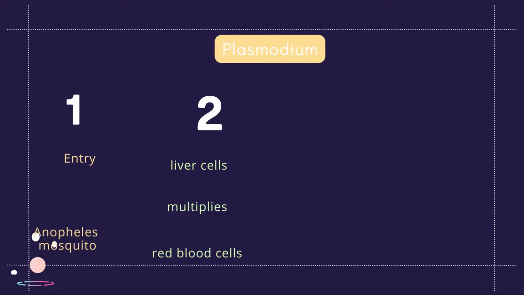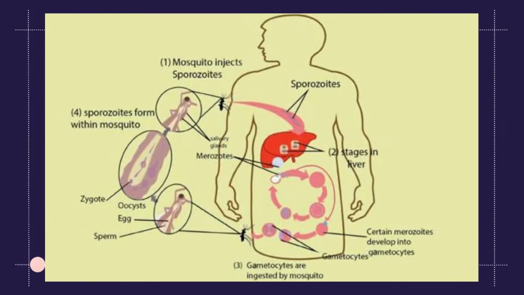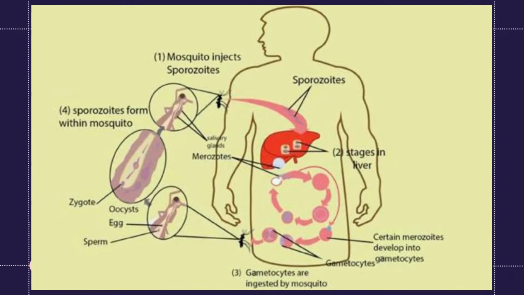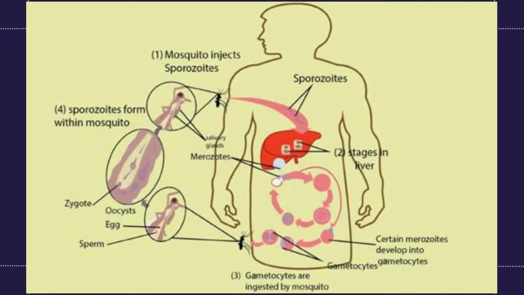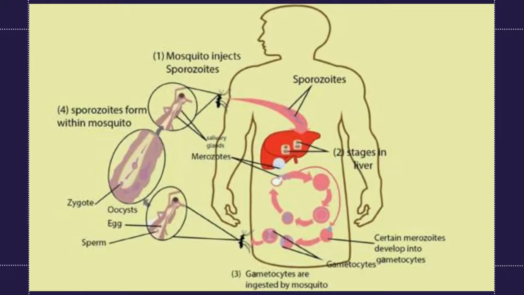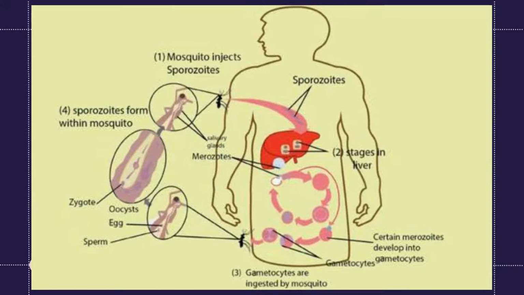These are four steps. Now you can see here. First, the mosquito injects sporozoites. Number two, it reaches the liver cells. Then from the liver it moves to RBCs. Third step, here you can see the third step. Gametocytes are injected by the mosquito. Red blood cells multiplication.